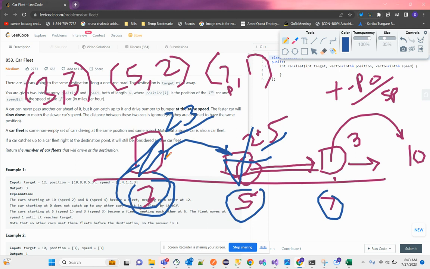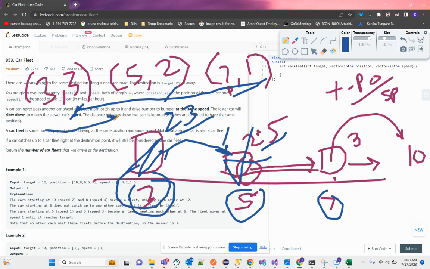One thing, I'm always traversing these cars from backwards. If you observe it, I first resolved the car of 7-1, then I came to 5-2, and then I came to 3-3. There's a reason behind this, because see, if you are traversing from ahead, right?